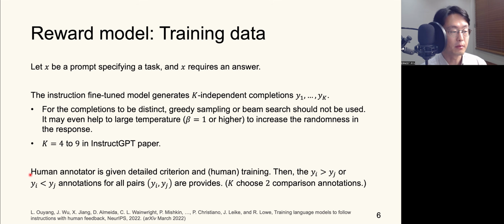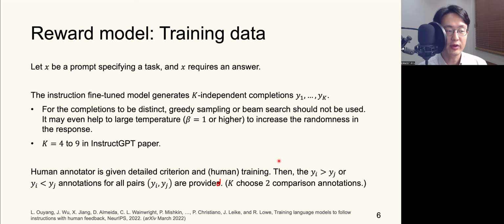Then the authors, or the company OpenAI, hired a group of human annotators. These human annotators are given detailed criteria and also human training. So they hire these people, they pay them hourly wages. They had them come into a certain office space, and these humans were given training as to how to evaluate these different language model responses.